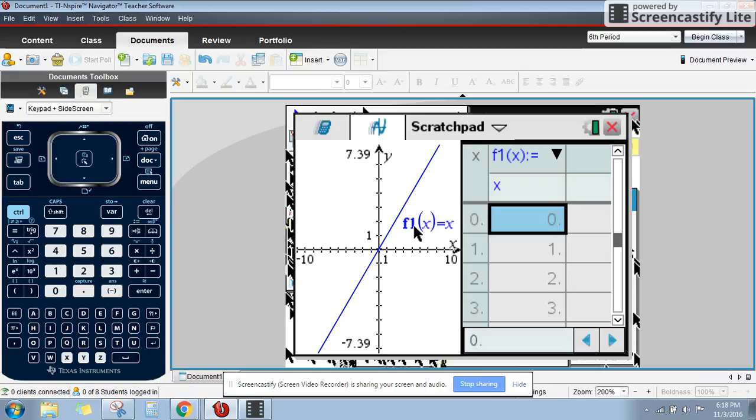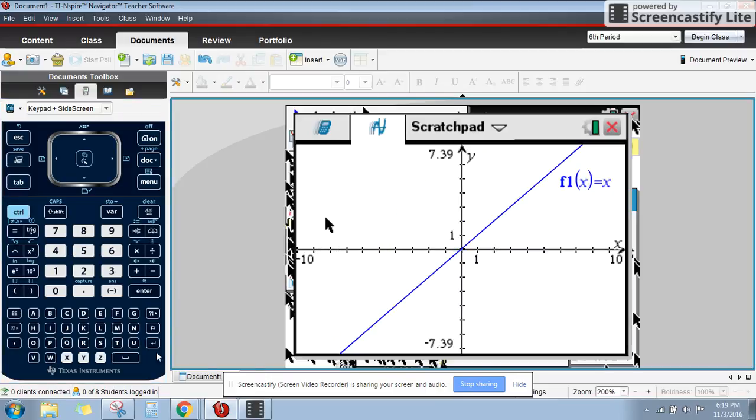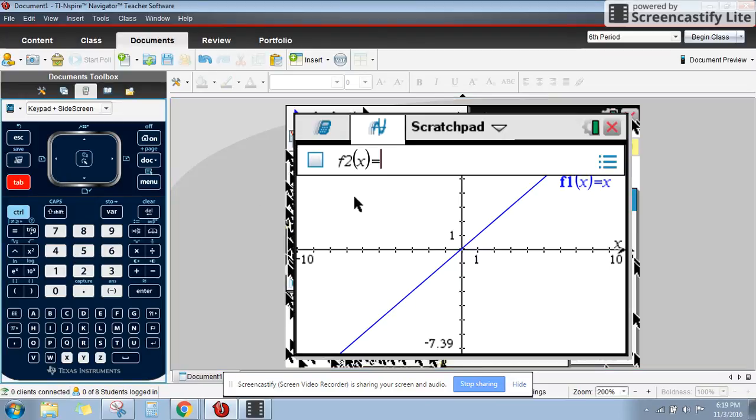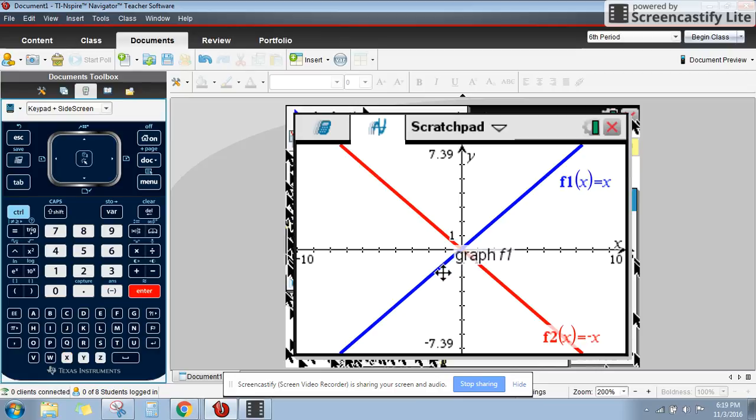So when you get ready to graph your next function, all you have to do to clear out your table is press Control T so that you can exit out of that. And you can either press Control G, or I like to just use tab to make your function bar come up again. And so your next function is y equals negative x. So I'm going to put a negative x here.